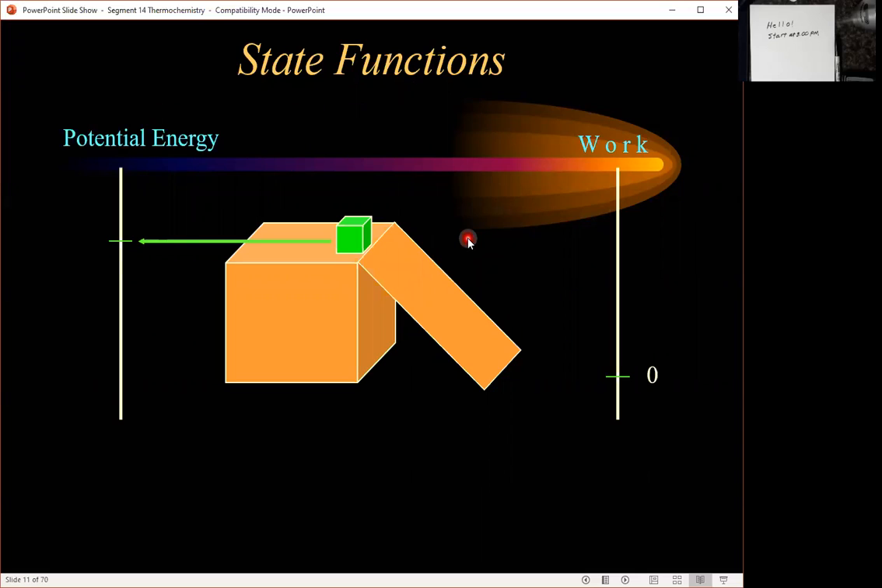Here's an illustration of heat and work. I've got a little green box on top of a big box. And there's 2 ways that the little green box can get down. It can slide down the ramp against some friction forces, or it could fall off the side against no resisting force. And those are 2 different pathways to arrive at the green box on the floor.